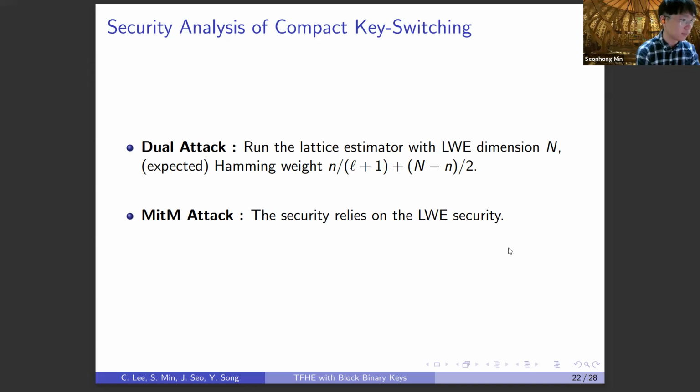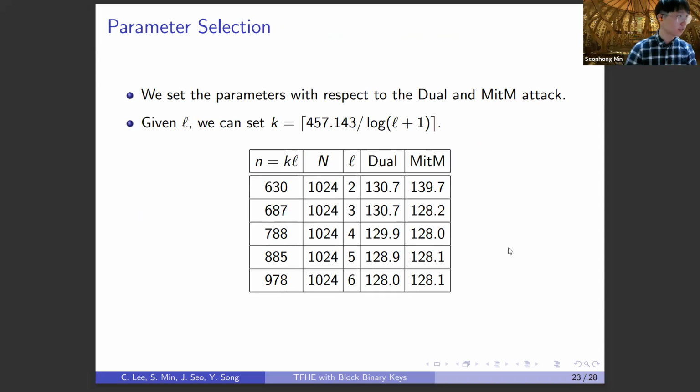by running the lattice estimator with LWE dimension large N and with the expected Hamming weight n over (L plus 1) plus (large N minus n) over t. And for the meet-in-the-middle attack, since it does not really depend on the distribution of error, the security relies on the LWE security, so we don't really need to care about the meet-in-the-middle attack. So let's get into the parameter selection. As I explained earlier, we set the parameters with respect to the dual and meet-in-the-middle attack.